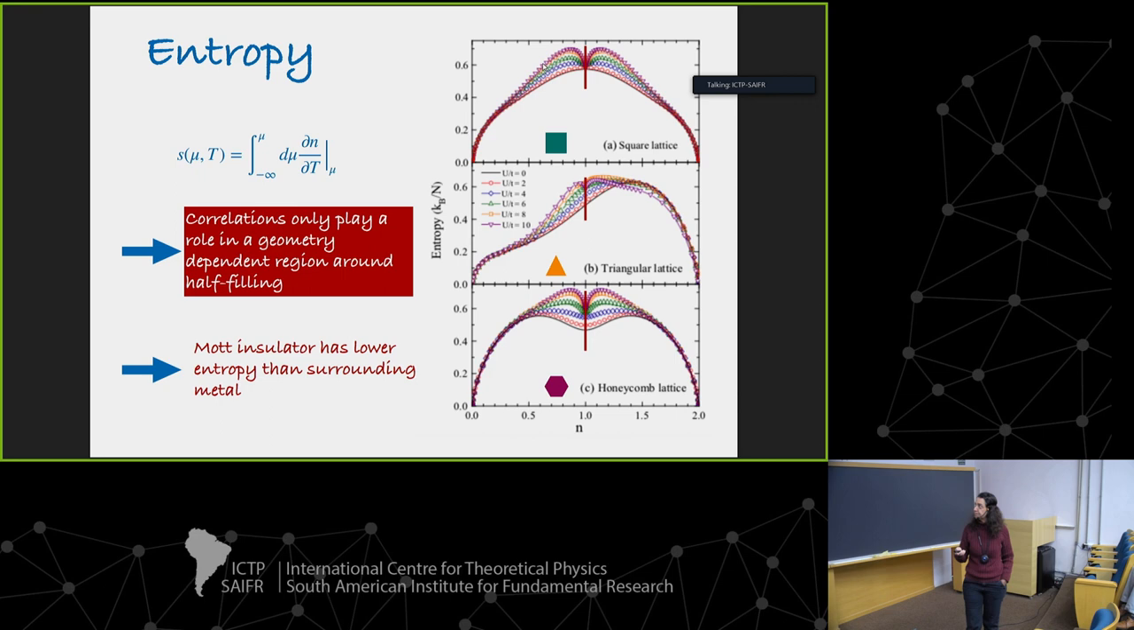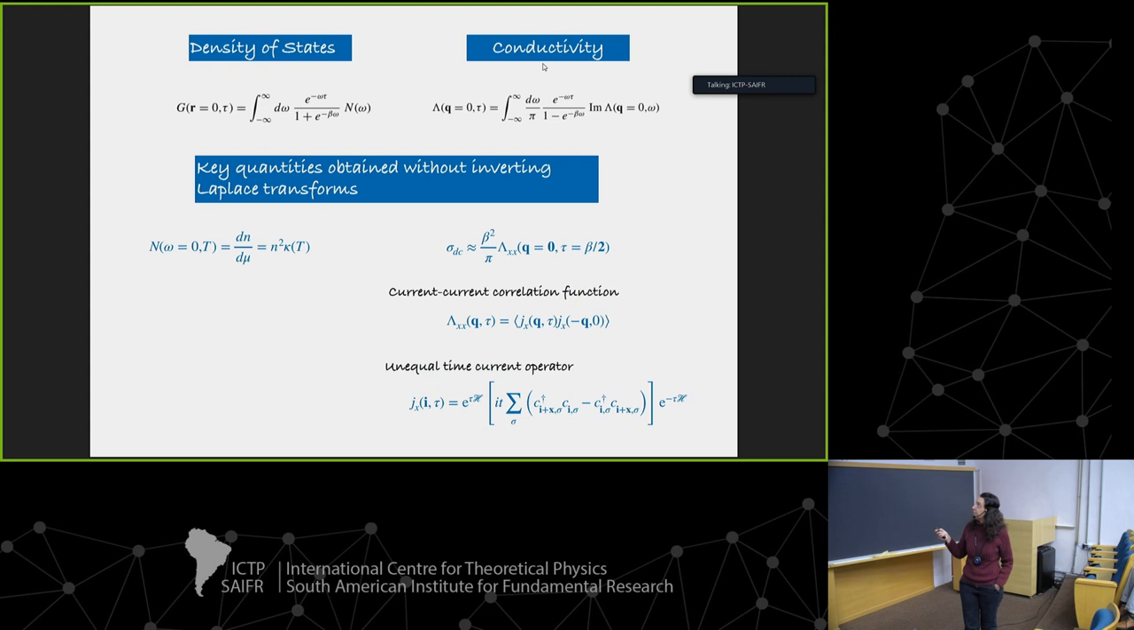Other quantities that we are going to get, especially the conductivity because it's needed for the power factor, are the density of states and conductivity. In order to get these quantities, what we usually do in quantum Monte Carlo is invert this Laplace transform, one for the Green's function and one where we have the current-current correlation function. And we avoid doing this Laplace inversion for the conductivity by using this trick of replacing tau with beta over 2 on this side. And then this is approximately the conductivity. And for the density of states, we use this relation with the compressibility.